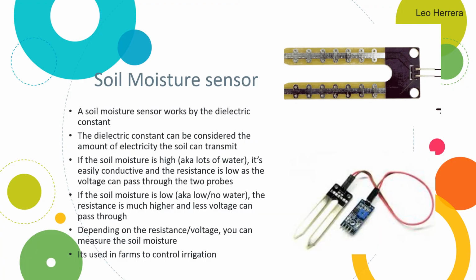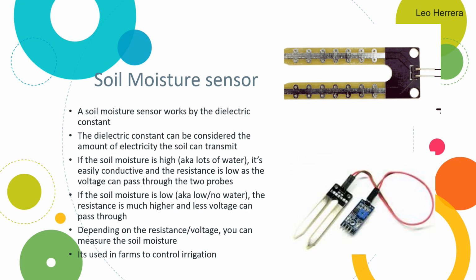So a soil moisture sensor is a sensor that works by the dielectric constant. The dielectric constant is basically just the amount of electricity the soil can transmit. In other words, you can consider it as why you're told never to put electric devices where water is, because water is conductive compared to air.